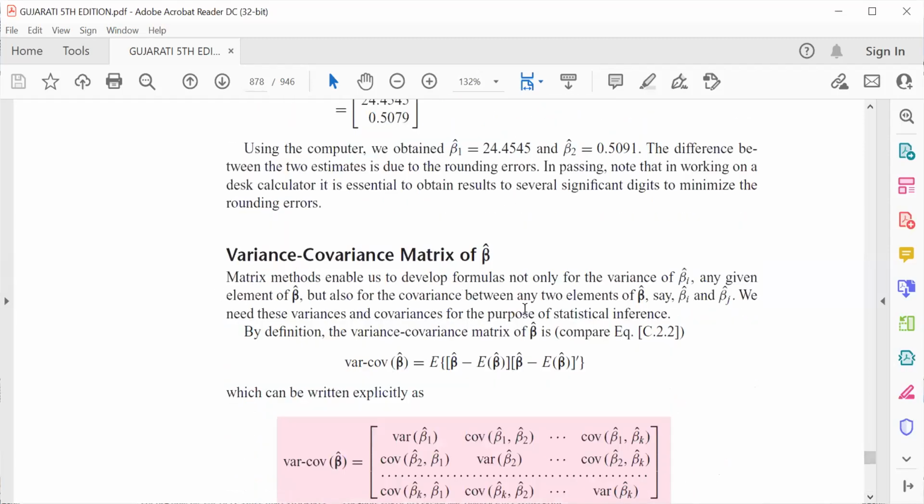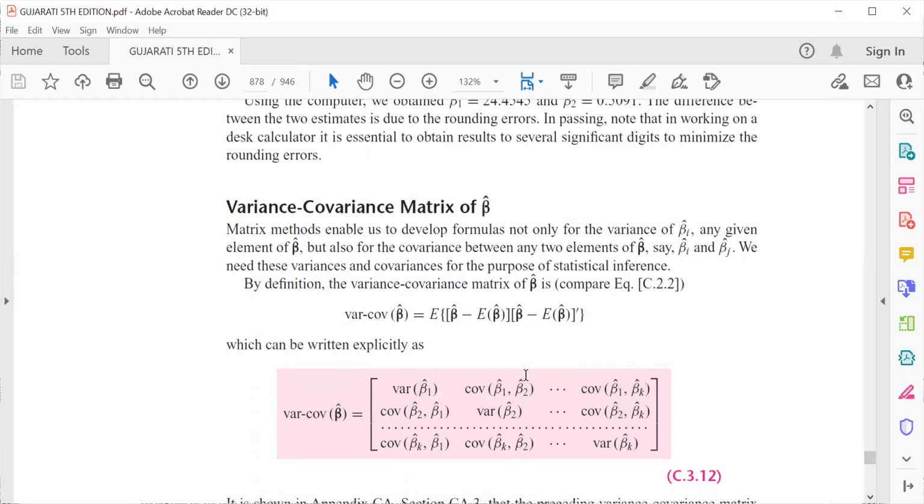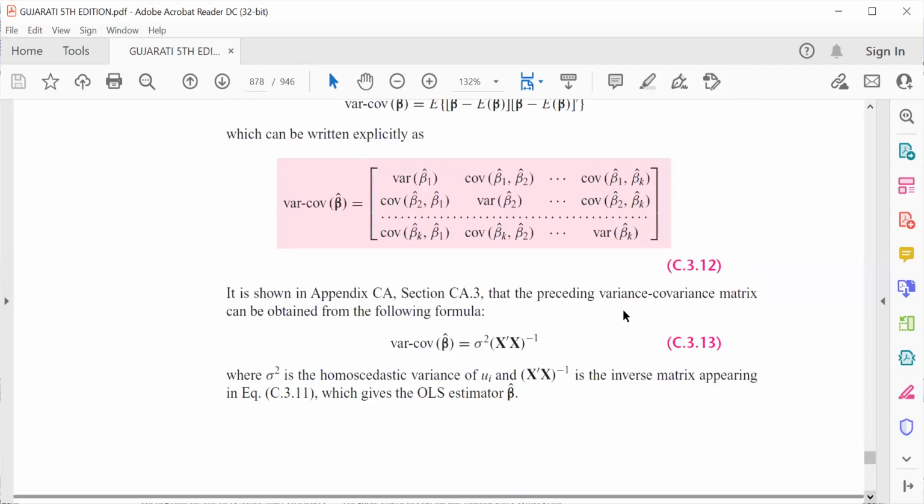And variance-covariance matrix. This is the variance-covariance matrix. We get here variance beta 1, variance beta 2, and variance beta k. If we take the square root of variance beta 1, we get the standard error of beta 1. If we take the square root of variance beta 2, we get the standard error of beta 2. How to calculate the variance-covariance matrix: it is sigma square multiplied by X prime X inverse.